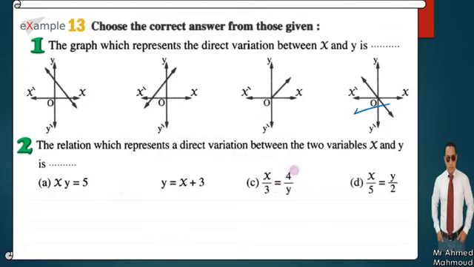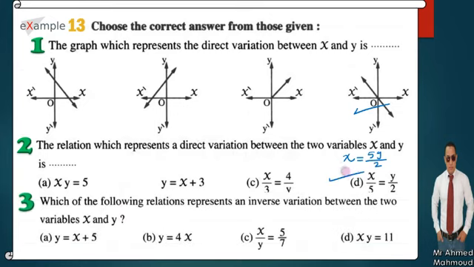X over 3 equals 4 over y. This is an inverse relation, because here x equals a number over y. X over 5 equals y over 2. If I send 5 there, then x equals 5y over 2, and this is a direct relation. Which of the following represents inverse variation? The inverse variation here is x times y equals a number. This includes plus, so it's not variation. This is a direct relation. This is also direct, because if I send y there, it will be x equals 5 over 7 times y.